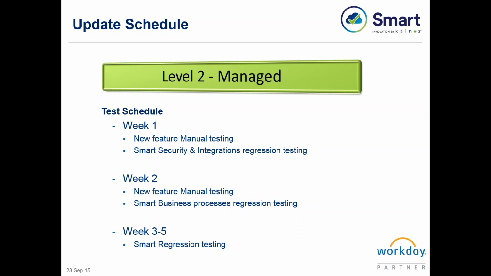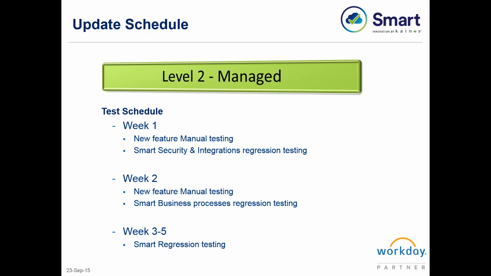Once you go into week 2, again, continue looking at the new feature of manual testing, but this is when our customers have really started to utilize the business process regression testing within Smart. So it's running lots and lots of tests through Smart to ensure that the features that were existing in Workday 24 are now going to function in exactly the same way in Workday 25, and nothing has changed.